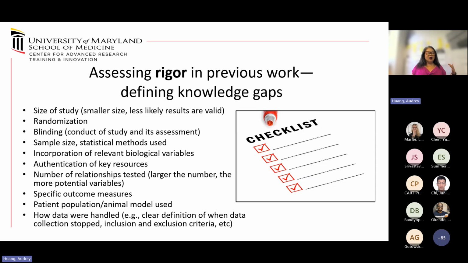And then lastly, how were data handled? How were they collected? Were the inclusion, exclusion criteria sufficient? Did they make sense? Was there bias? These are all opportunities as you're reading the literature to identify ways to push the research further in your field of interest.